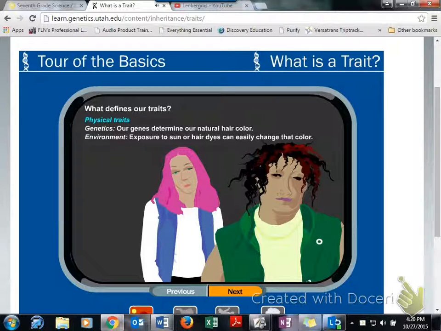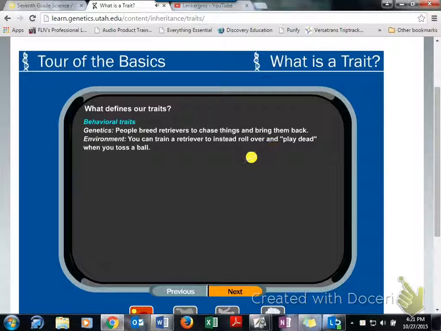Physical traits. Genetics. Our genes determine our natural hair color. Environment. Exposure to sun or hair dyes can easily change that color. Behavioral traits. Genetics. People breed retrievers to chase things and bring them back. Environment. You can train a retriever to instead roll over and play dead when you toss a ball.